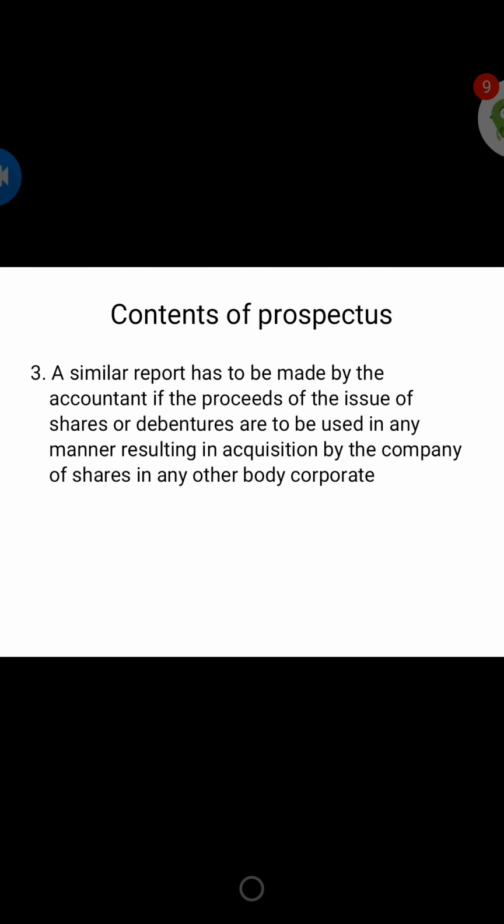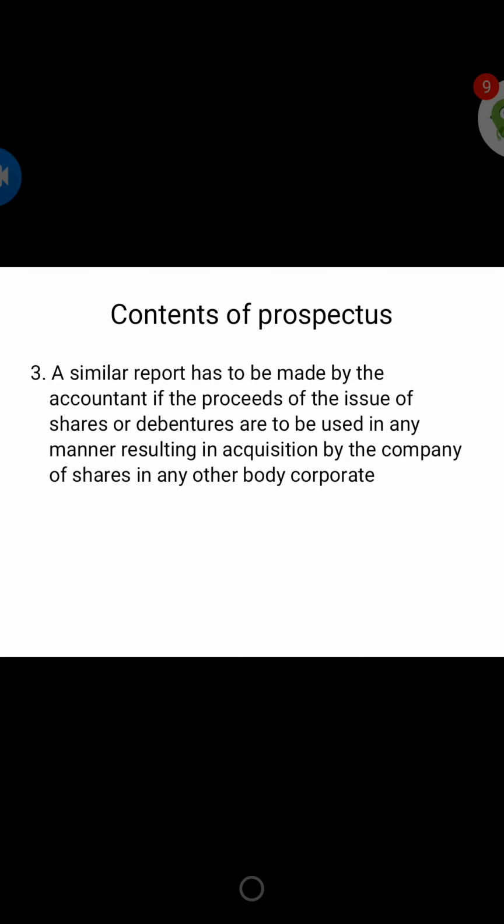So I repeat: there are 3 reports, or we can say 2 persons are going to give the report. One is the auditor, who gives the report regarding the profit and loss account and balance sheet of the company, and the rate of dividend paid by the company for the last 5 years. Then the accountant gives the report on the profit and loss account and the balance sheet for the last 5 years.